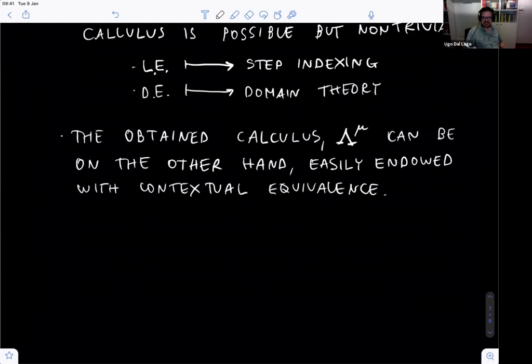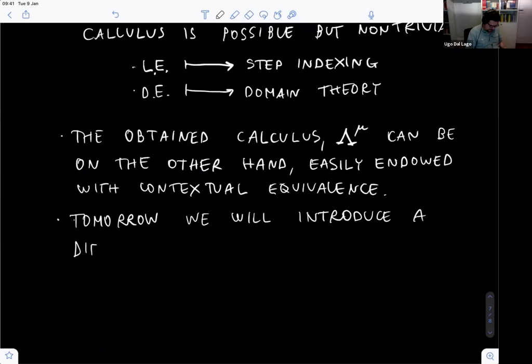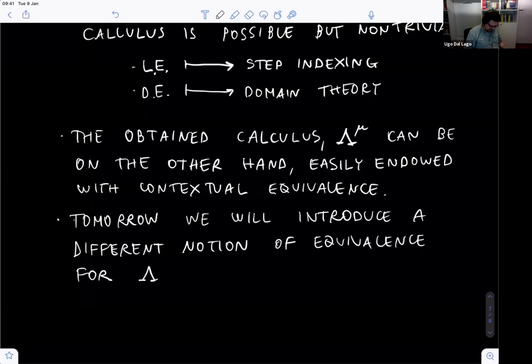Okay, so I wanted to start talking about applicative similarity today, but I think I'm almost over, so I won't talk about it. The thing we will start tomorrow is this. Tomorrow we introduce a different notion of equivalence, which is fully abstract.